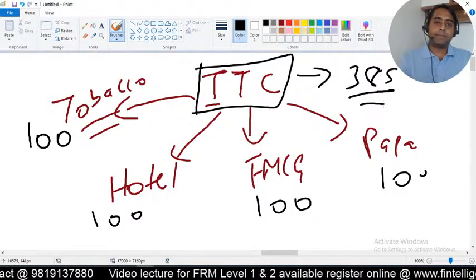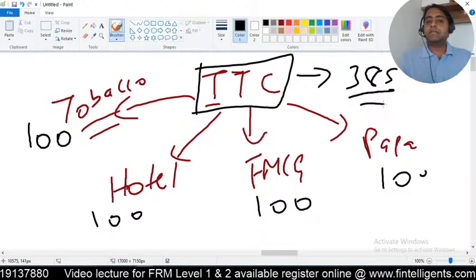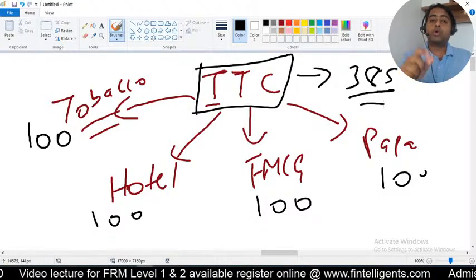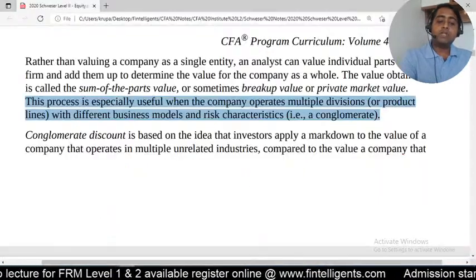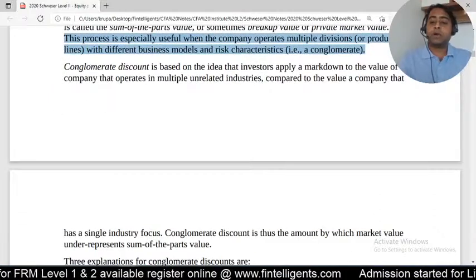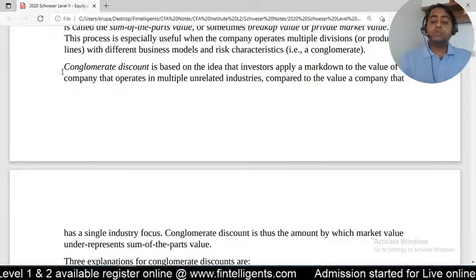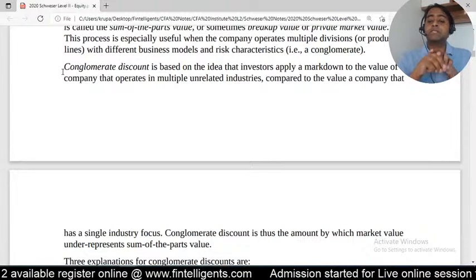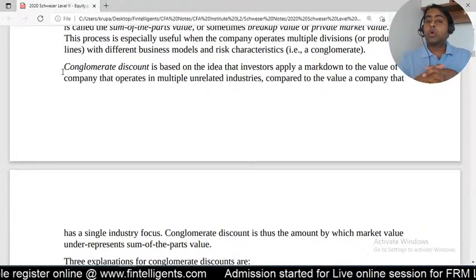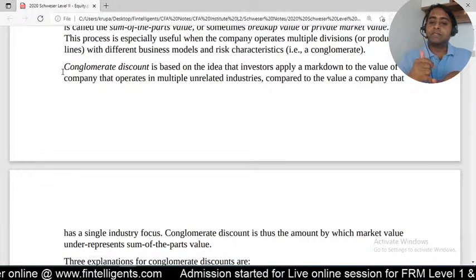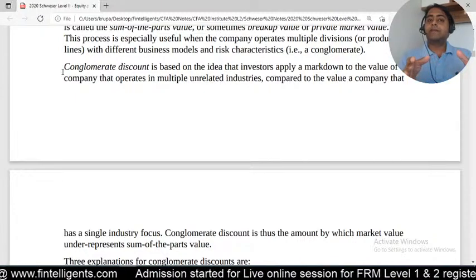Why is this situation happening? Because generally investors add a discount to a conglomerate. That is what is referred to here as the conglomerate discount. Why? Because companies operating in different businesses with no connection between them might be very slow in decision making, since they are into unrelated businesses.